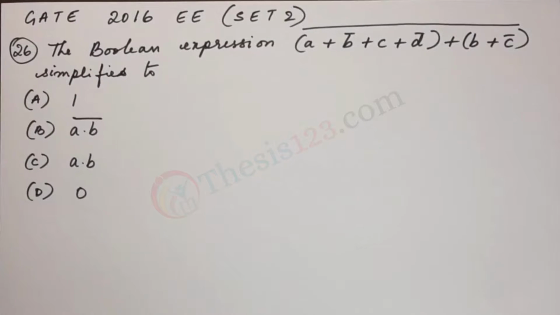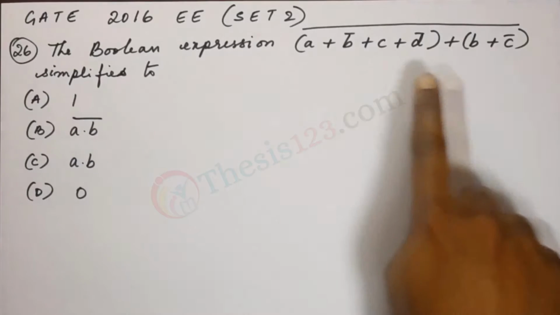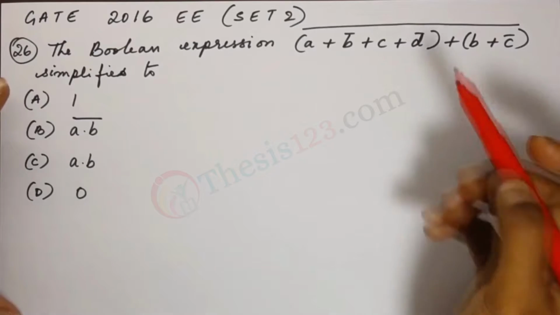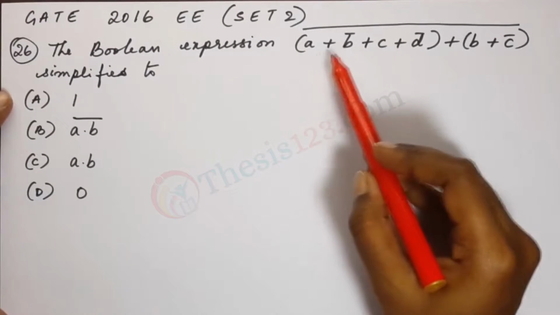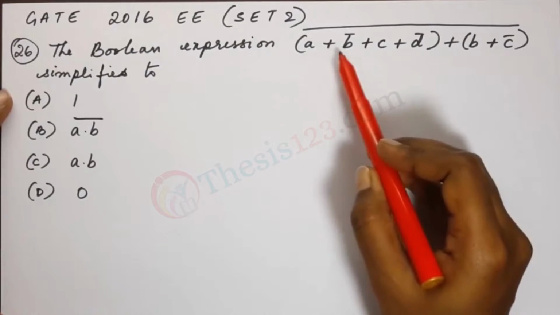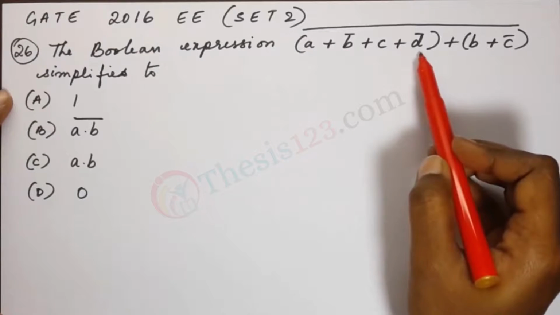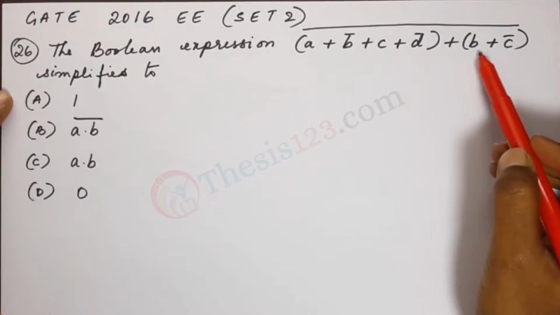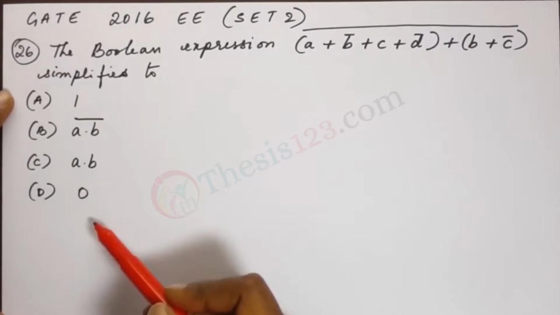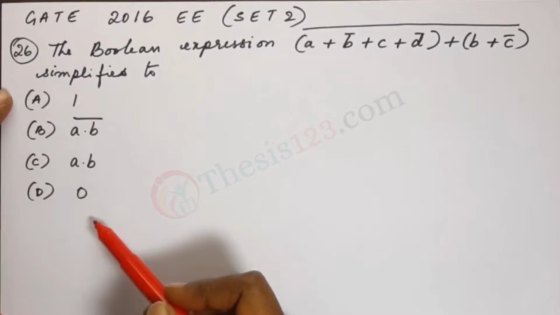Here's the next question, number 26. The Boolean expression given simplifies to so and so forth. Okay, so the Boolean expression says A plus B bar, we read that as OR, so it's A or B bar or C or D bar, and B or C bar whole bar simplifies to one of these four options.